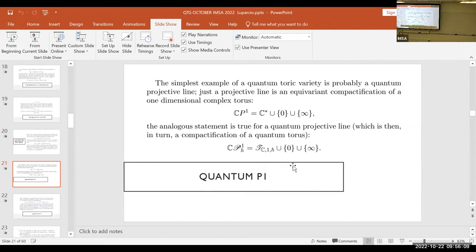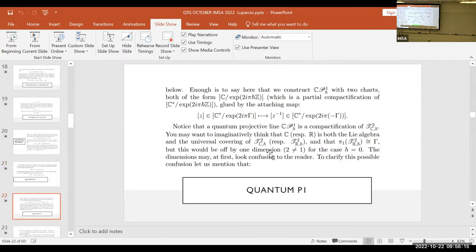So then you can compactify this quantum torus and get quantum toric varieties. So that's that.